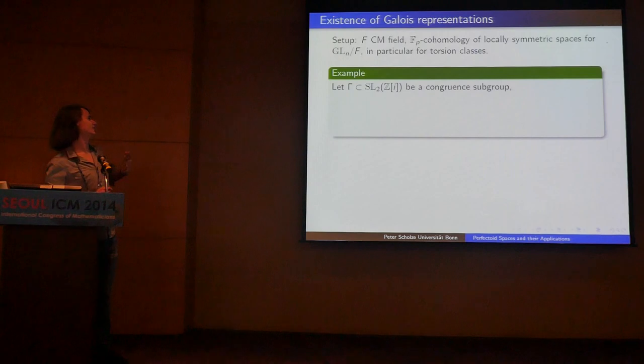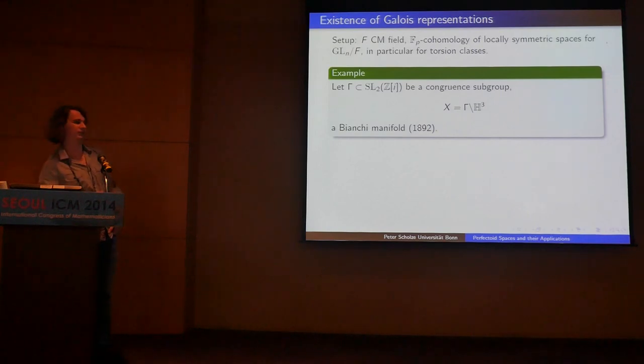Probably only the experts understand what I'm talking about, so let me give an example. Let's consider the group GL2 or SL2 of the Gaussian integers. It's some nice arithmetic group, and let's maybe take some congruence subgroup gamma inside of it. Then you can form the quotient of hyperbolic 3-space by the action of this discrete group gamma, and you get what are called Bianchi manifolds. They were introduced already in 1892 by the Italian differential geometer Bianchi. So they are well-studied objects, both in differential geometry and in number theory.